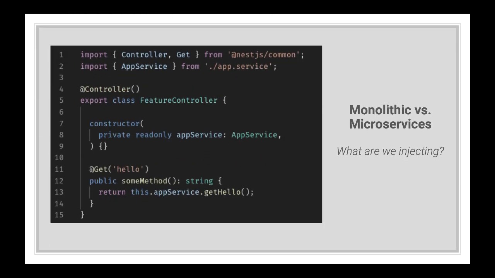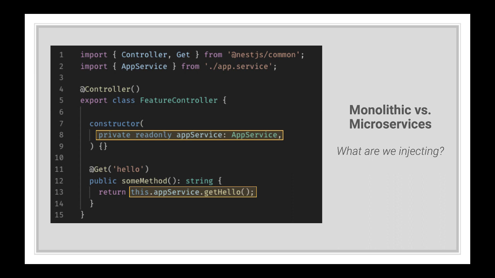So if we look at this controller, you have a controller class that injects a service in the constructor. Then we've got a single method mapped to the hello route that calls this injected service and returns the result to the user. This is a common pattern for controllers in monolithic apps. Well, actually, it's also a common pattern with microservices. The difference lies in what you're injecting. So what are we injecting here?